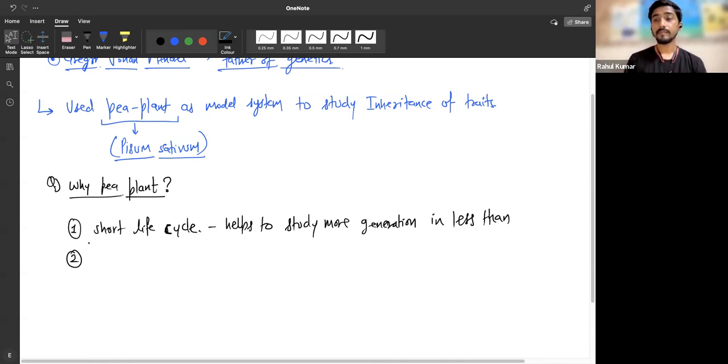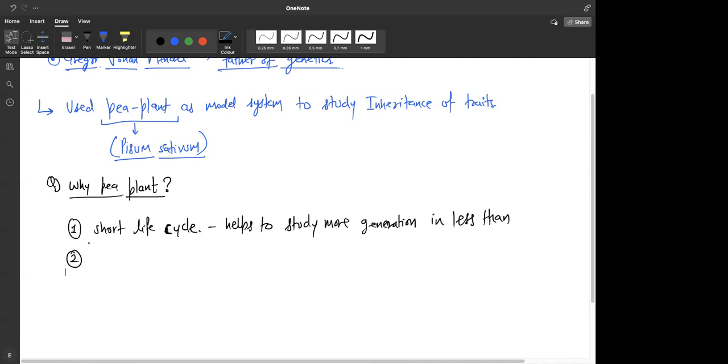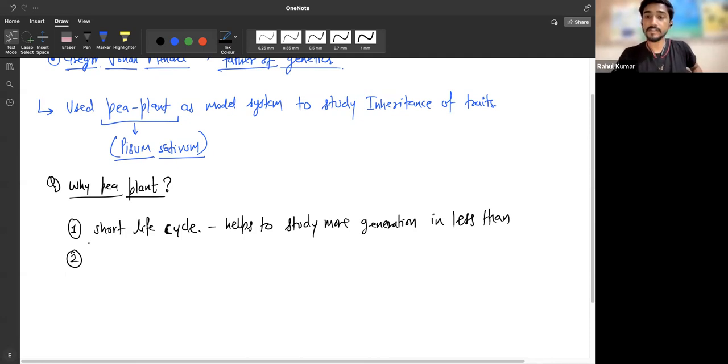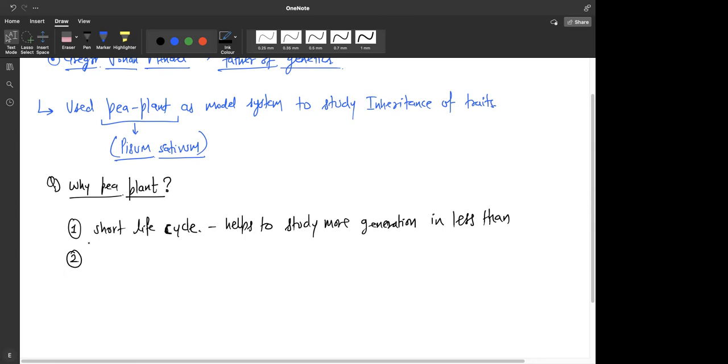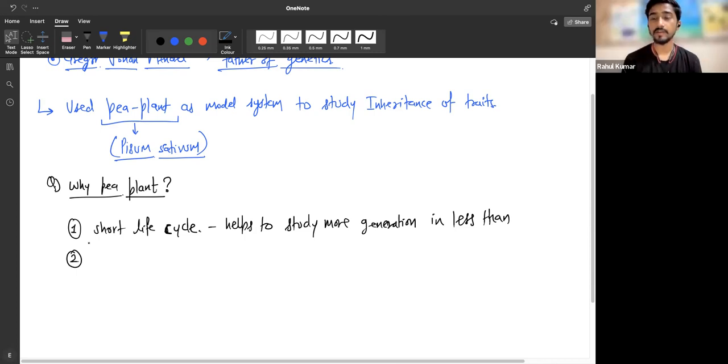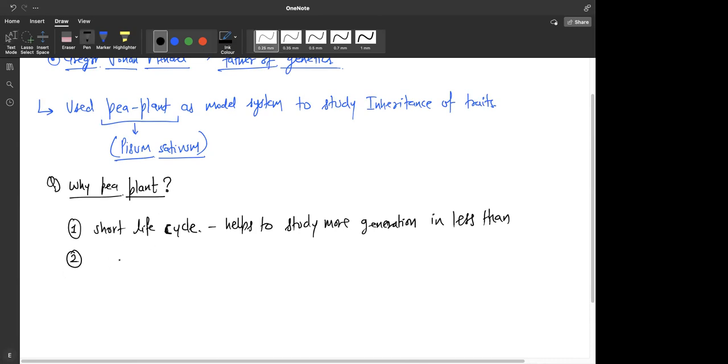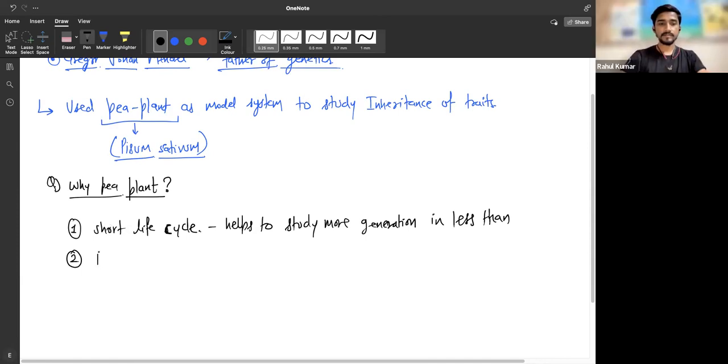You also need traits, right? Many different contrasting traits. So pea plant had many characters, which had contrasting traits. For example, for height, it had two contrasting traits, a tall height and a dwarf height. For seed color, again, it had two contrasting traits, green and yellow. For pod color, green and yellow. For flower color, purple or white. So there were very different traits for many characters which he could study. Okay, so write down. Yes. Second reason was multiple characters with contrasting traits that could be studied.